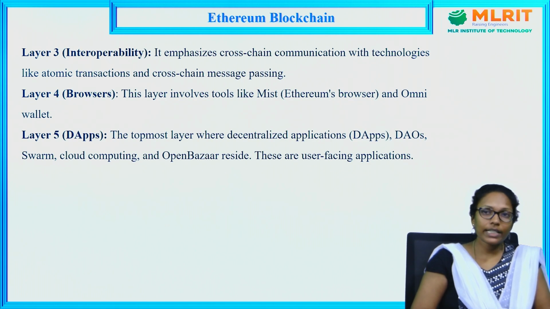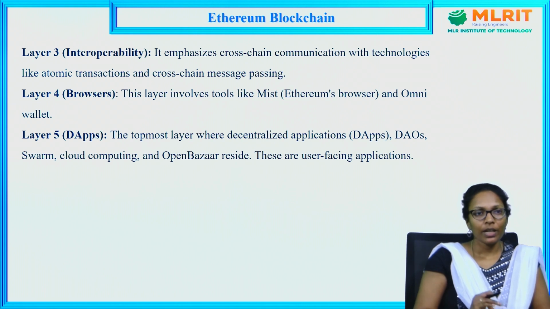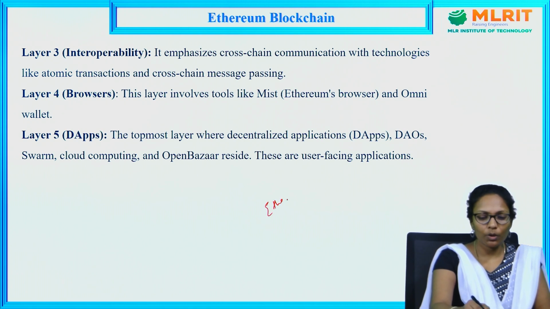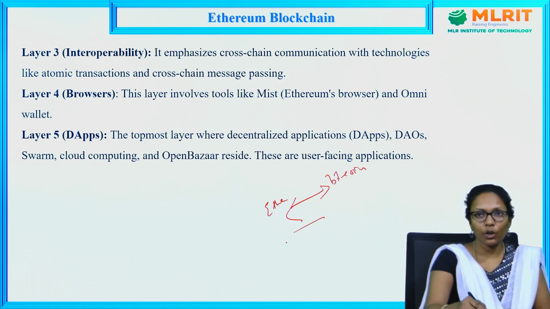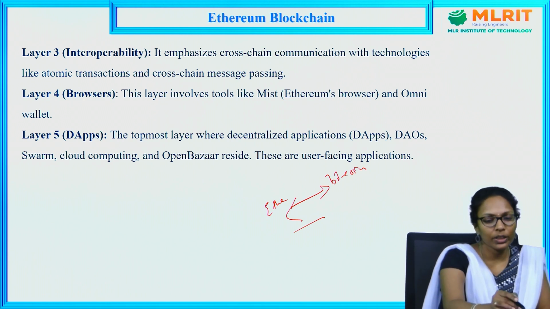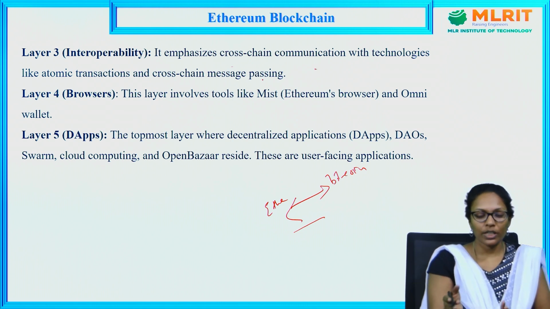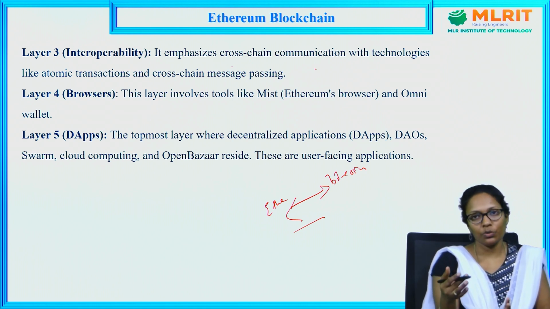And layer 3 is interoperability. I want to do some transaction with another blockchain. For example, you are using the Ethereum blockchain, and the other one is using the Bitcoin blockchain. How will the exchange happen? These things will be available in the interoperability layer. It emphasizes cross-chain communication with technologies like atomic transactions and cross-chain message passing. I'm using Ethereum, whereas the other one is using Bitcoin. How can I communicate with them? All these things will be provided by layer 3.